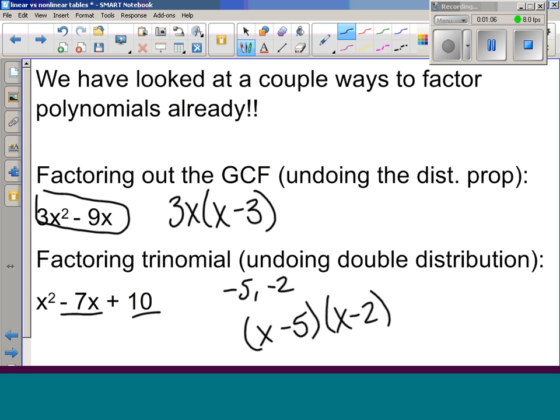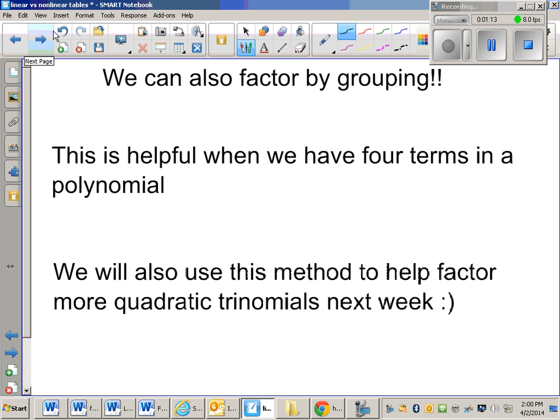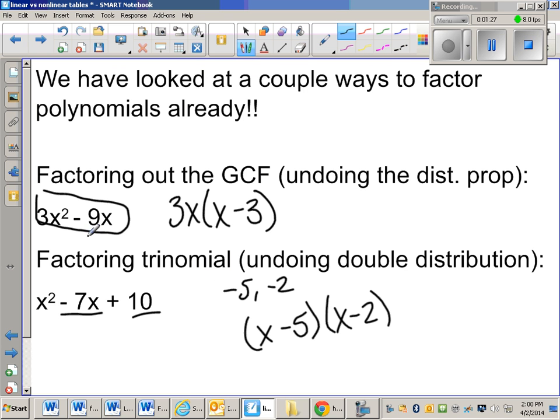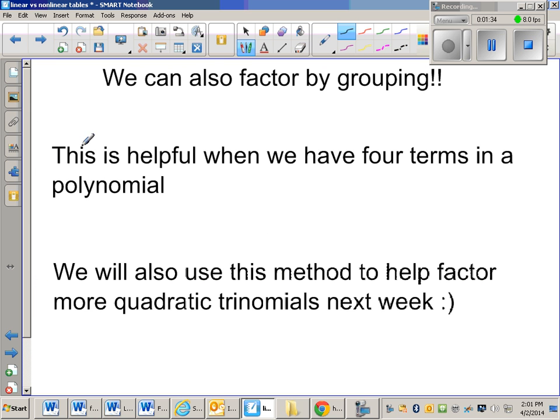There's a third way to factor called factor by grouping. Okay, and this is helpful when we have 4 terms in a polynomial, or it will also be useful next week. We're going to use this method to help us factor more trinomials. So we're going to look at this kind again, and we're going to look at how factoring by grouping can help us with this kind. But for today, we're going to learn about factoring by grouping, just looking at problems that have 4 terms in a polynomial. So we're kind of taking a sidestep from what we were doing with factoring and solving trinomials, and we're going to talk about factoring by grouping.